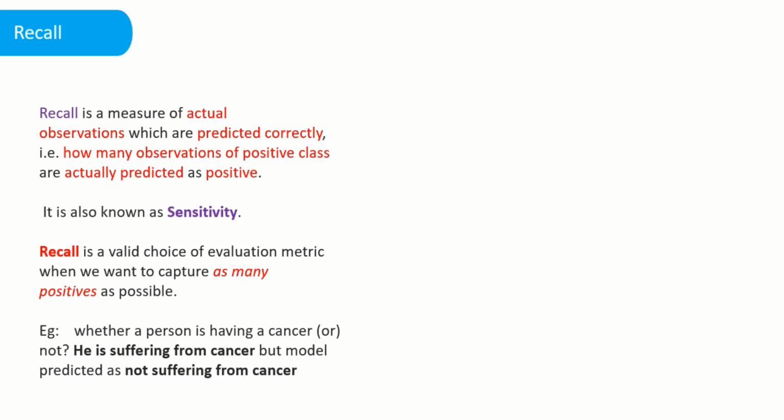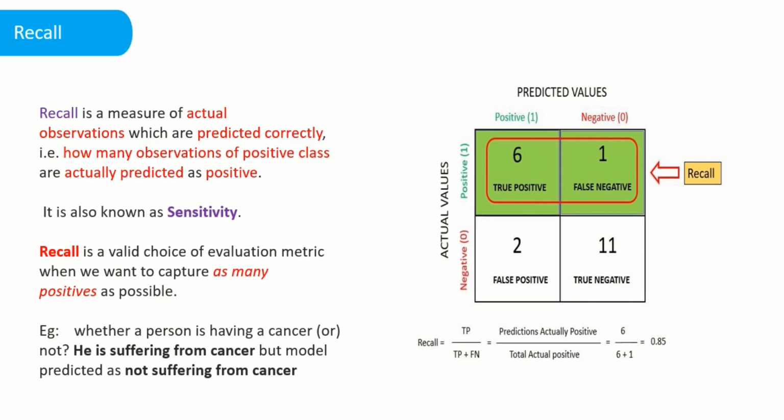Let us take an example of whether a person has cancer or not. In such a case, if he is actually suffering from cancer, but the model predicted that he is not suffering from cancer, then it is a huge concern. So recall comes into play here. For calculating recall, it is given as true positive divided by true positive plus false negative, meaning the actual positives out of the total actual positives. Earlier it was the total predicted positives.